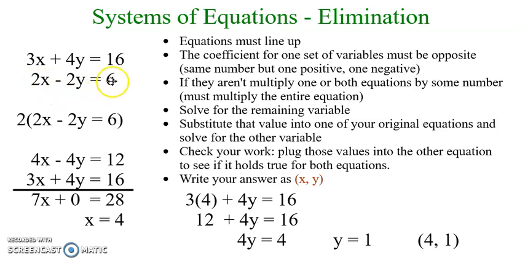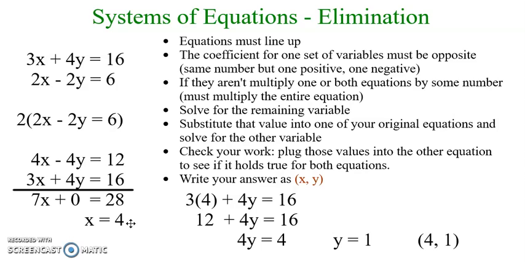So we multiply our bottom equation by 2. So we distribute this 2 here. We end up with 4x minus 4y equals 12. And we're going to add that to this first equation here. So it's just kind of flipped around, but that doesn't really matter. So now everything is stacked. We've got two terms with the same variable that are going to cancel each other out. And we end up with 7x equals 28. Divide by 7, we get x equals 4.